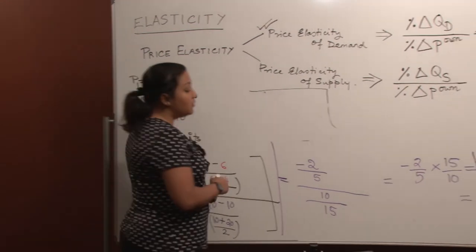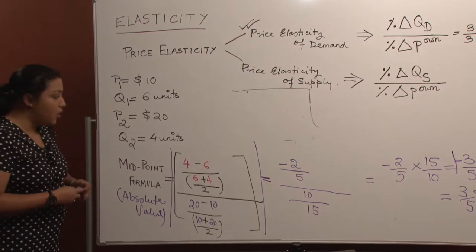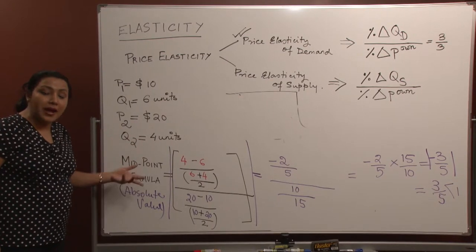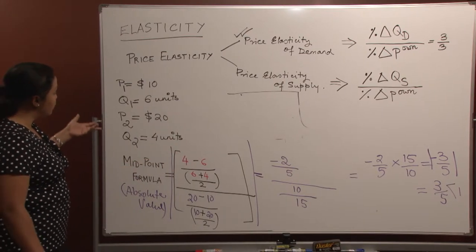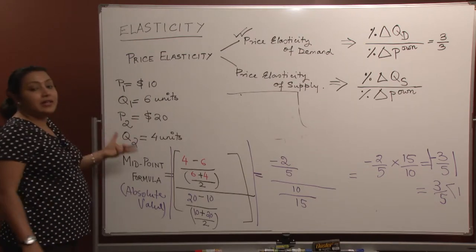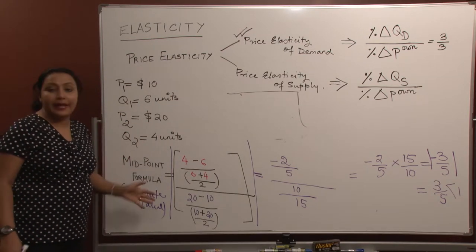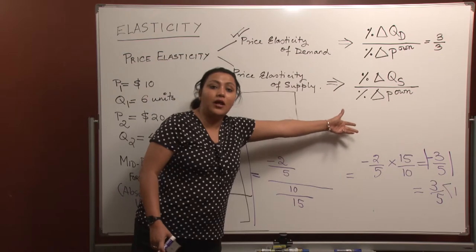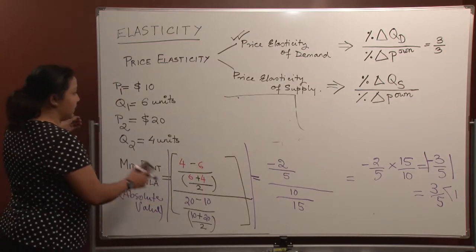As you can see, 3 by 5 is numerically less than 1, which means that for this commodity, between those two price points, the price elasticity of demand is demand inelastic because it is less than 1. And intuitively, that is also true, because the percentage change in quantity demanded is less than the percentage change in price. So that is how you calculate it numerically. If this value was greater than 1, I would call it demand elastic. If this value was equal to 1, I would call it unit elastic.